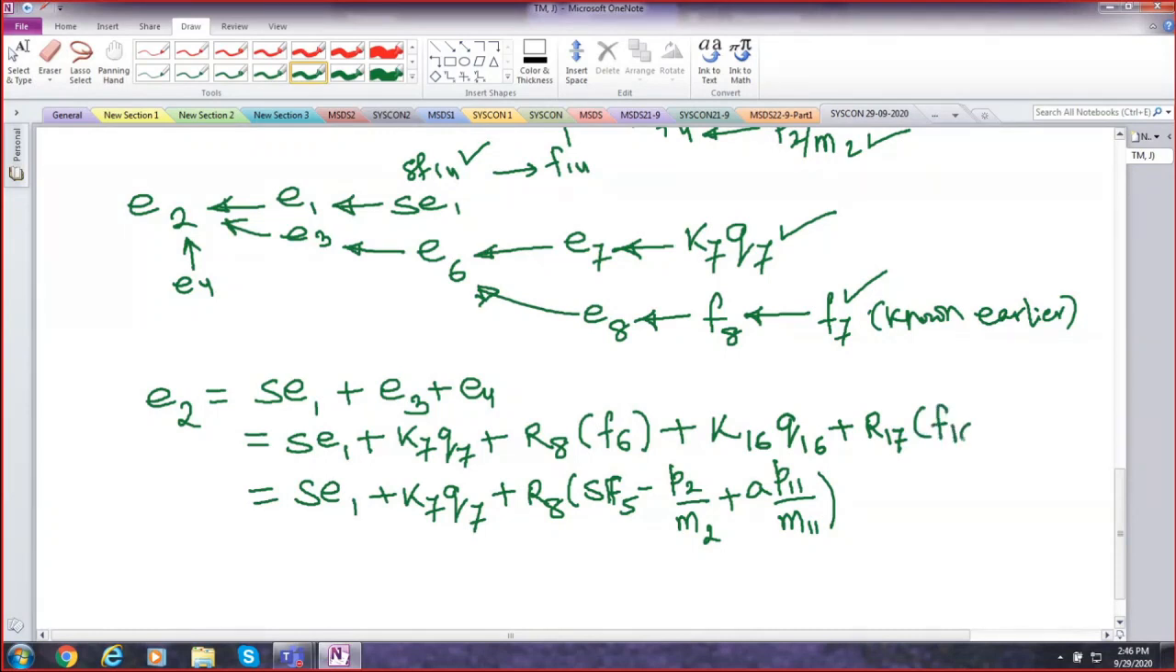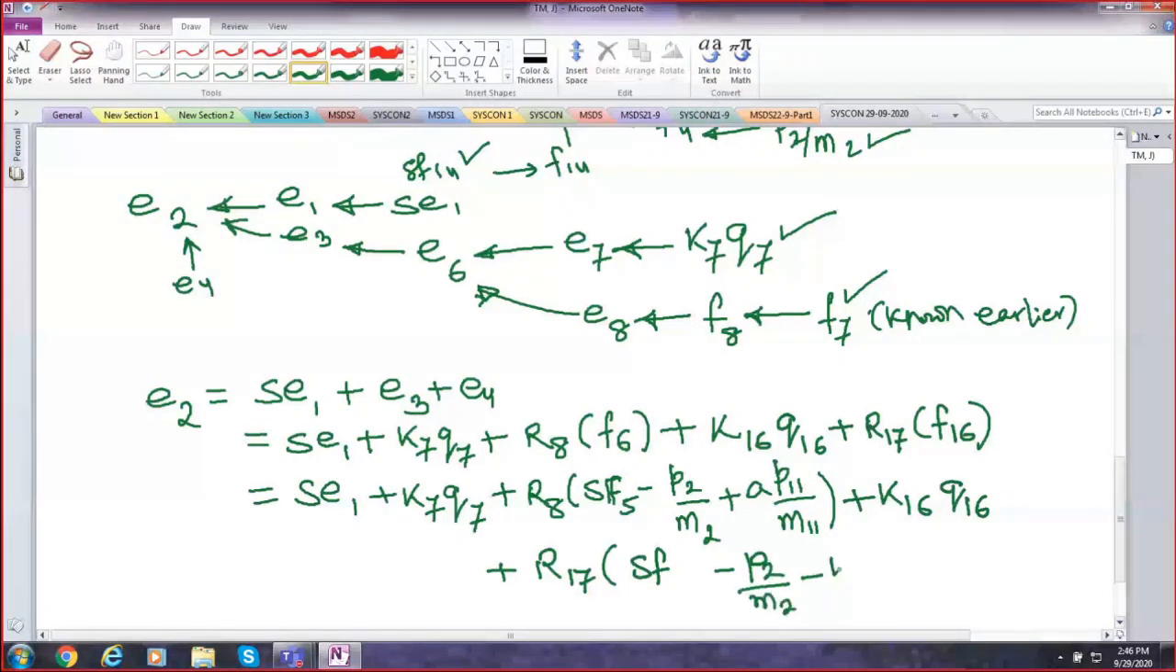F16 is same as F7 and whatever, F17 and whatever. So that will come plus R17 times SF, whatever I will bring the name afterwards. Then this was a minus 2 by M2, of course. And this will be minus 7 by 10. Let me check.